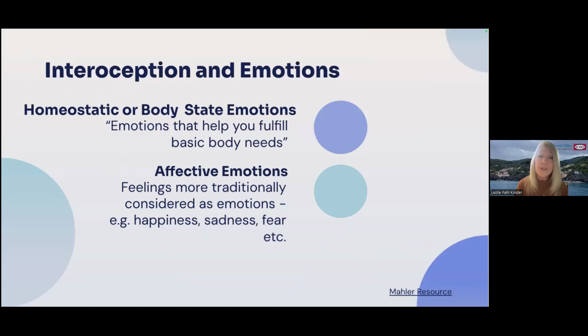So interoception helps us to feel our emotions, two different types of emotions. The first is a homeostatic or a body state emotion. So these help us fulfill all those basic body needs like sensory overwhelm or illness or needing to poo or pee or sexual arousal, hunger, fullness, thirst, sleepiness, physical exhaustion, just to name some. And then the second type of emotion that interoception helps us to feel is our affective emotions. So those we typically consider as emotions, happiness and sadness and excitement and security and calmness.